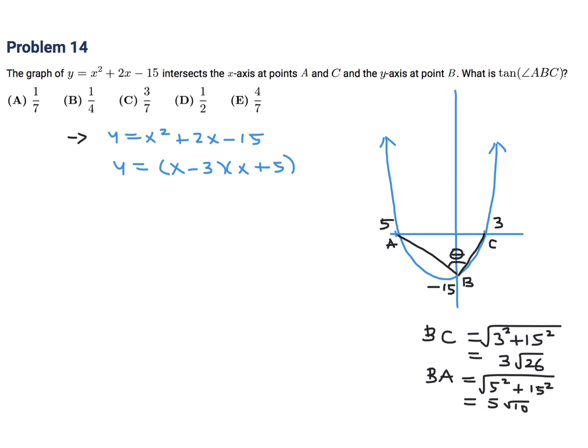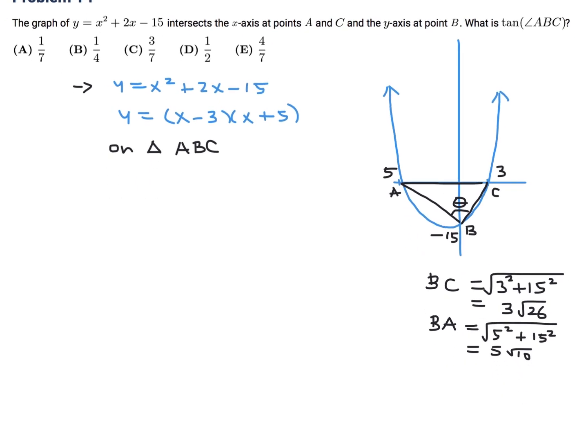Okay, and then now I'll use the cosine law on triangle ABC. All right, so here we go. Cosine law, we're going to have AC squared is equal to BC squared plus BA squared minus 2 BC BA, whatever, times cos theta. Yeah, and everything should fit. So we have AC. What's AC? Oh, AC is just 8, right? From here to here. Well, that's easy.